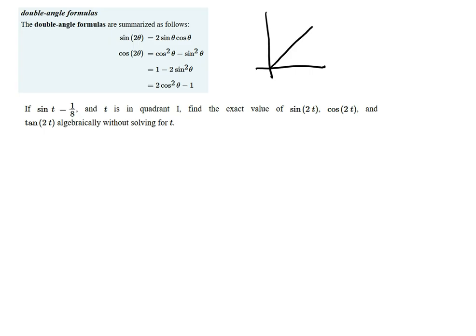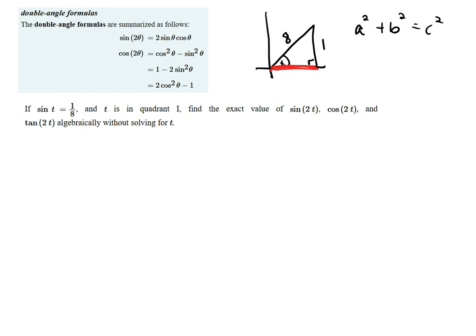And here's my right triangle, and this angle here is t, and they're telling me that the sine is 1/8. Well, the sine is the opposite over the hypotenuse, so I can now use the Pythagorean theorem, which is a squared plus b squared equals c squared, to figure out this side right here.